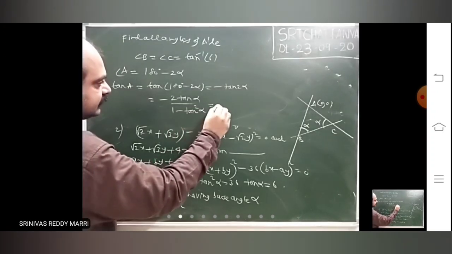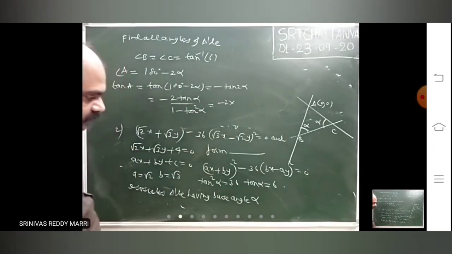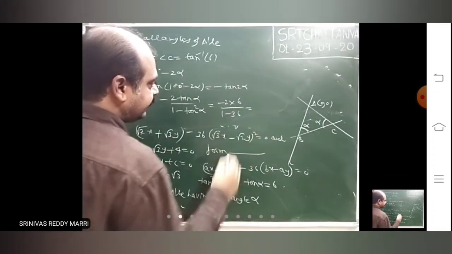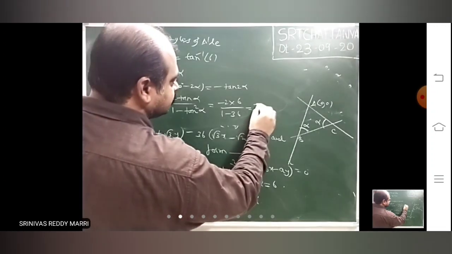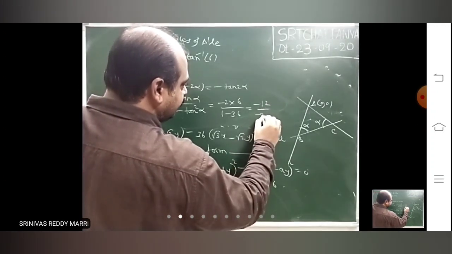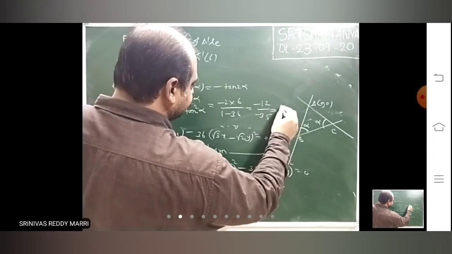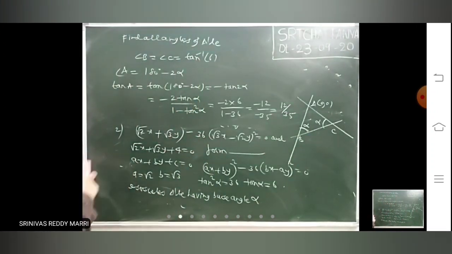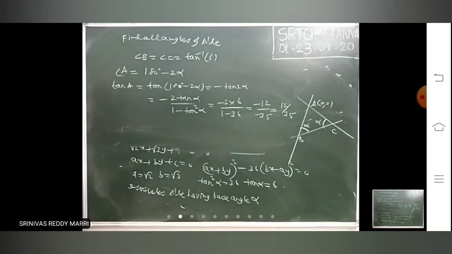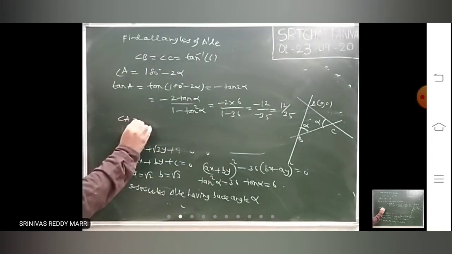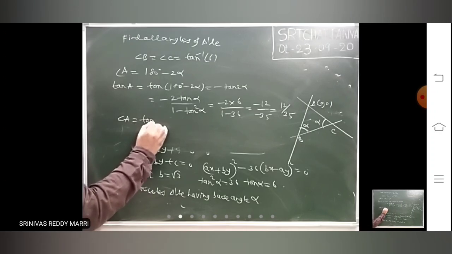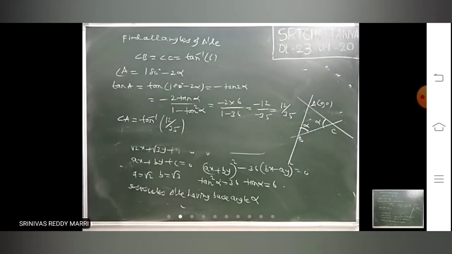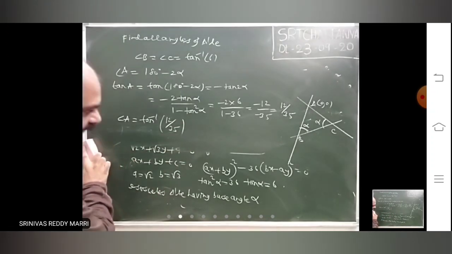1 minus tan square alpha. Third angle you will get minus 2 into tan alpha is 6, divided by 1 minus 36. So you will get minus 12 divided by minus 35. So that means 12 divided by 35. So all angles you will get. Angle A is nothing but tan inverse 12 divided by 35.